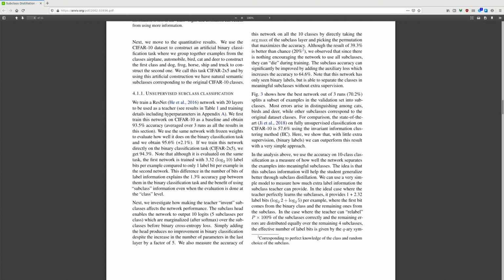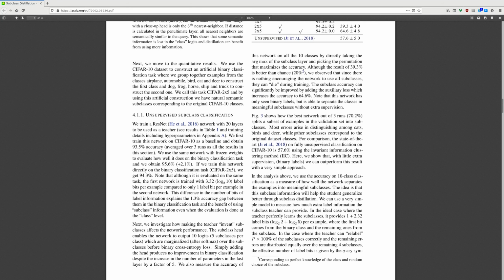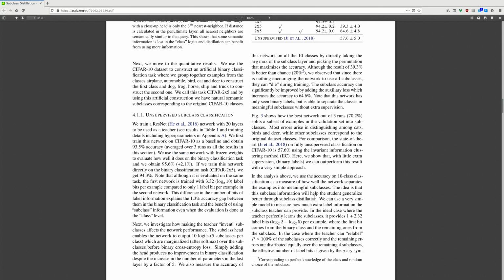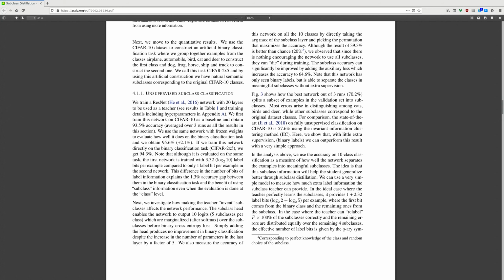Figure 3 shows how the best network out of 3 runs splits the subset of examples in the validation set into subclasses. Most errors arise in distinguishing among cats, birds, and deer, while other subclasses correspond to the original dataset. For comparison, the state-of-the-art 2018 unsupervised classification on CIFAR-10 is 57%, so they got a 20% boost. Here we show that with little extra supervision and binary labels, we can outperform this result with a very simple approach.